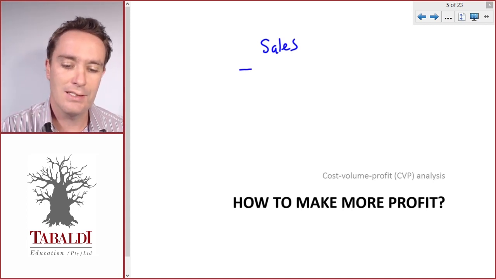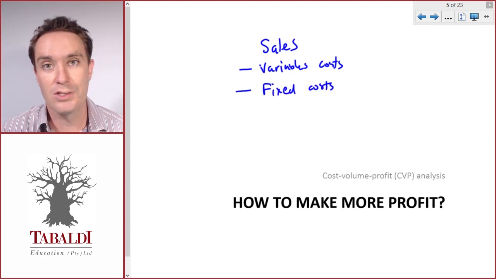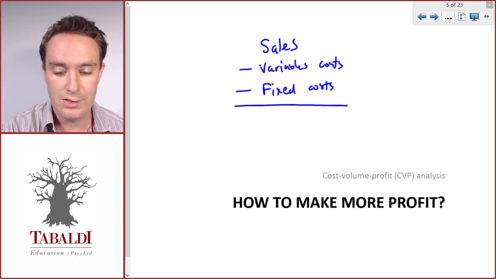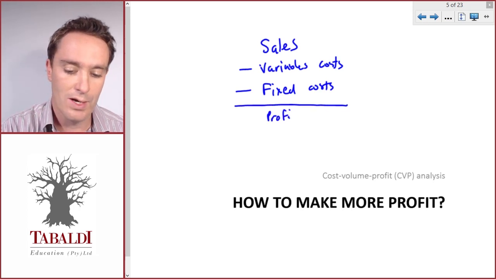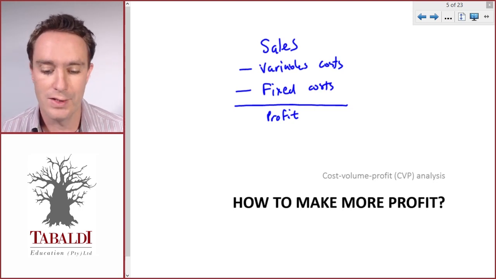So we can say sales less our variable costs, less our fixed costs. So remember, variable cost plus fixed costs will be our total costs and will equal our profit. So now how do we make more profit?